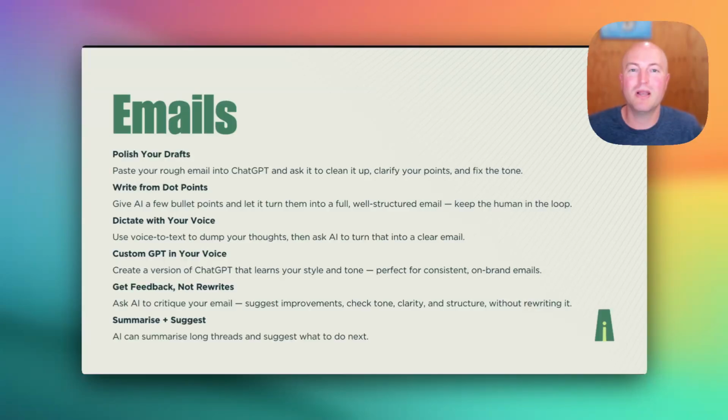Use AI to help polish and refine those emails, draft emails from dot points or using dictation, create a custom GPT so it can understand your voice, your style, your examples, and your words to use and not use. Ask it to critique your email, to use it as an opportunity to learn about how you can improve writing emails, and just ask it to summarize and make suggestions when you get a really long email and you're just struggling with time and energy.